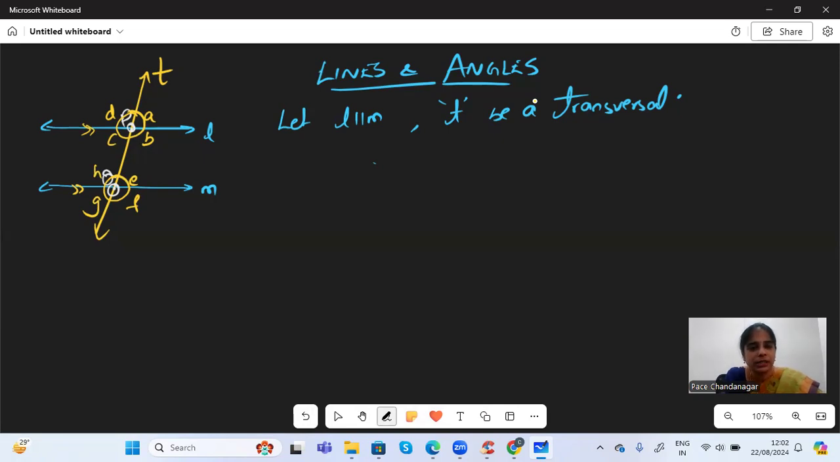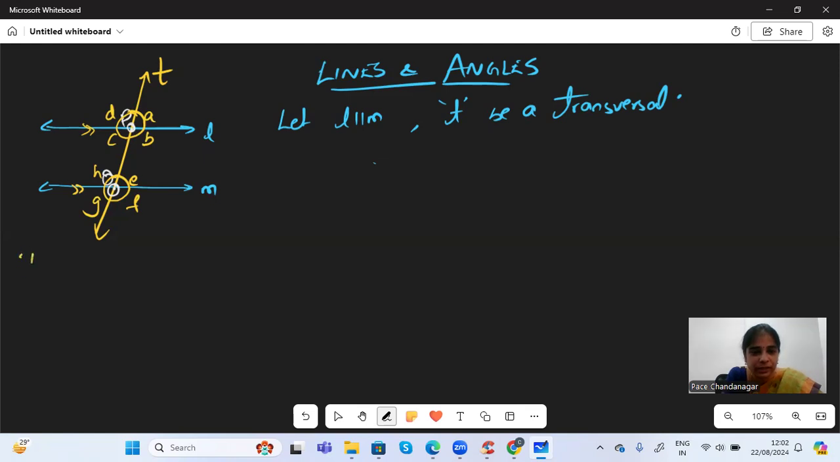So 4 sets on the top and 4 sets at the base. These are the 8 angles formed when two lines L and M are intersected by a transversal T at two distinct points P and Q. Right. So how many sets of angles are formed? We call them the Navaratnalu of the geometry class. Lines and angles, all the 9 sets of angles is what I'm going to discuss now.